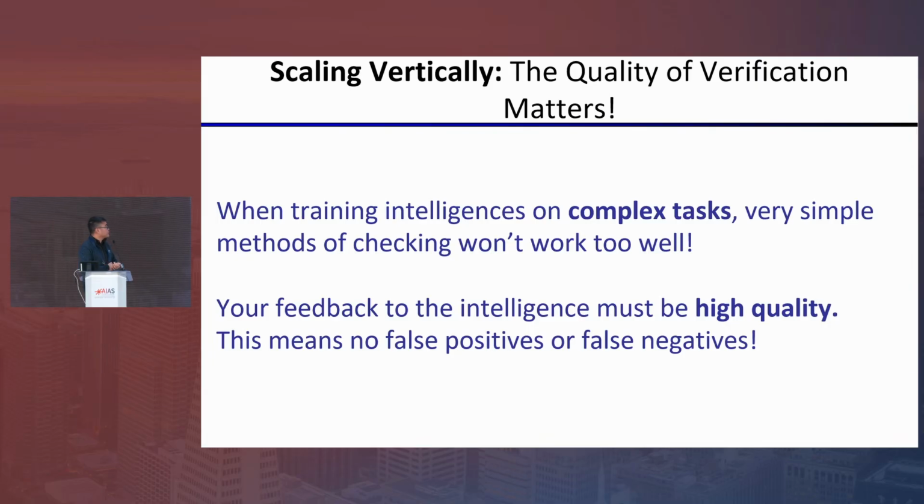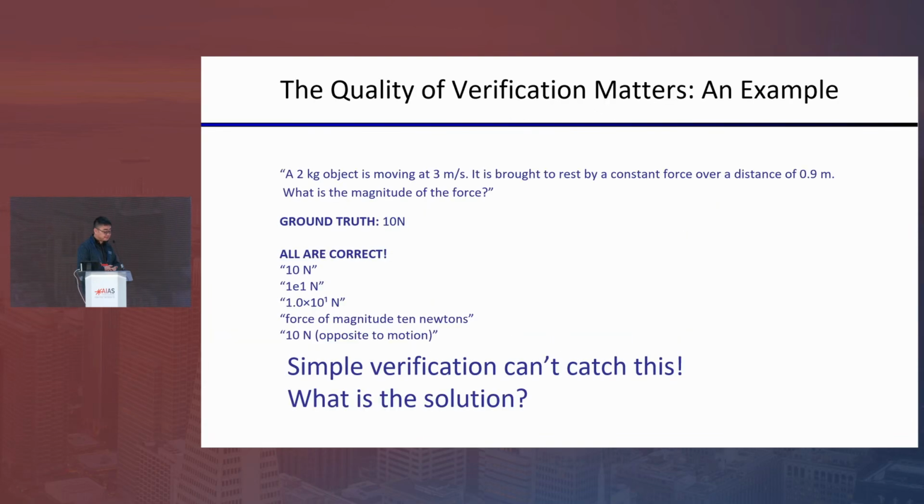So one thing I want to really emphasize is that we have really built new systems of enhancing verification accuracy. To do that, the main motivation was that it really appears verification on complex tasks is actually very challenging, and the basic method of checking won't work too well. The real reason was that the feedback to the intelligence must be of very high quality, which means that generally you really should have very few false positives or false negatives.